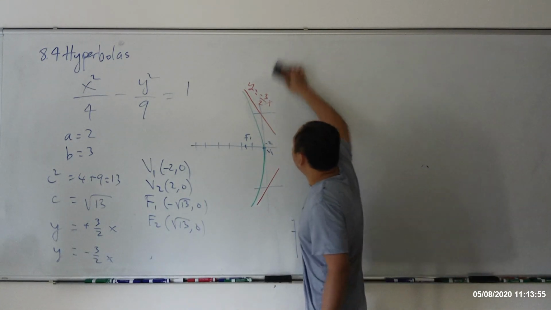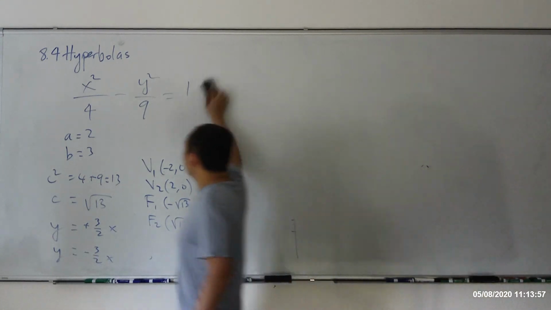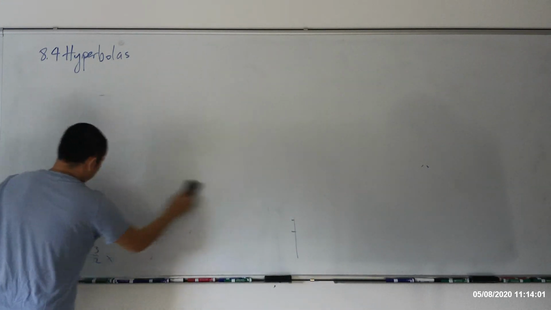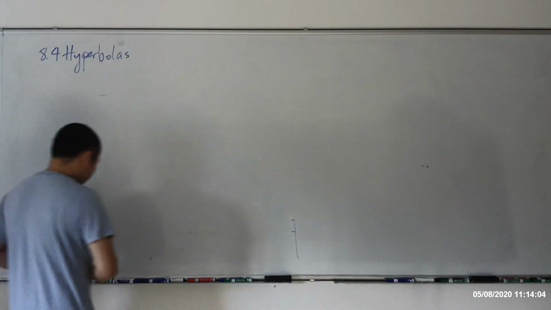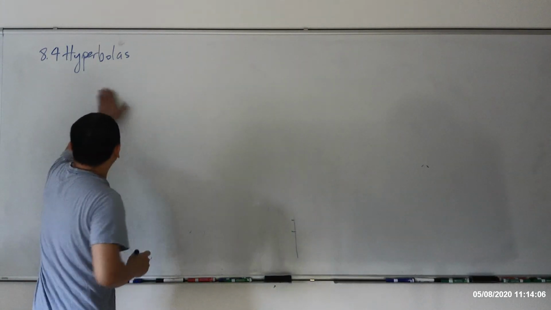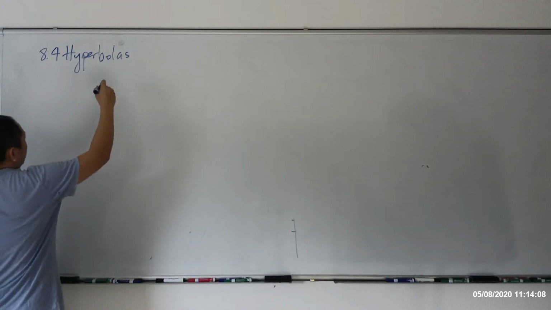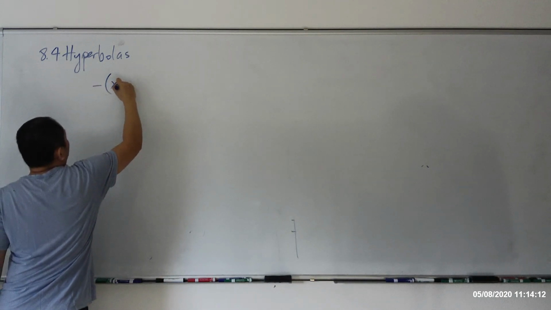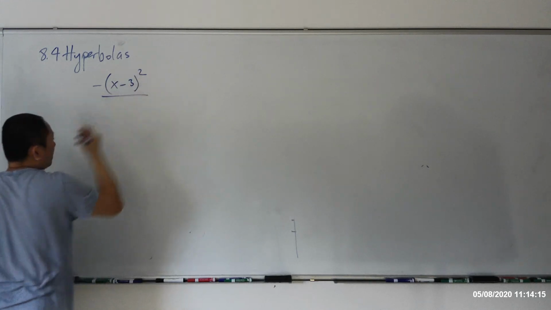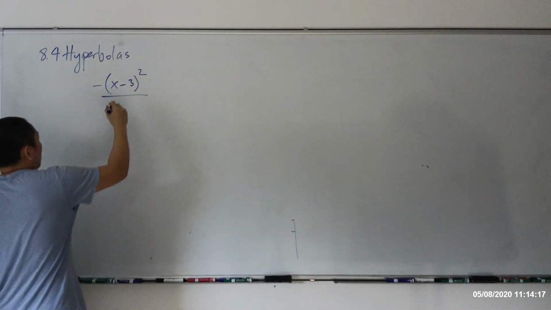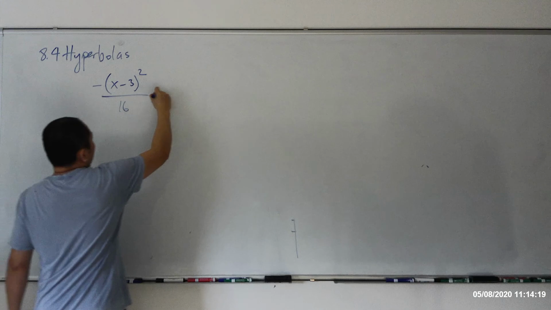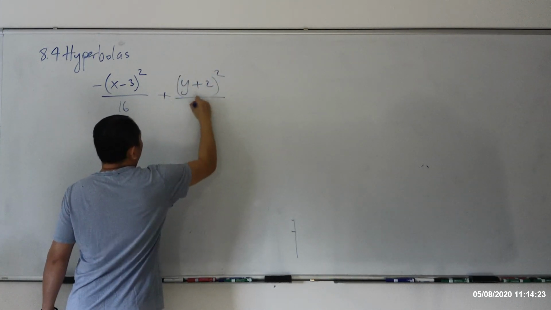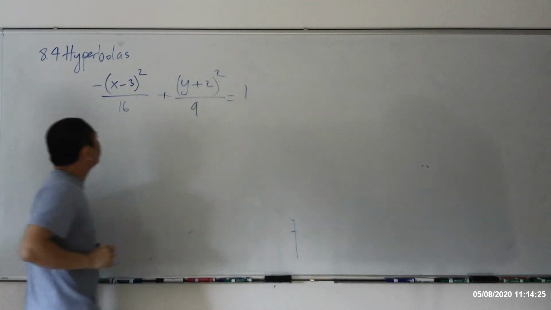This time I'm going to change the center to a random point, not at the origin. Example: negative (x minus 3) squared over 16 plus (y plus 2) squared over 9 equal to 1.